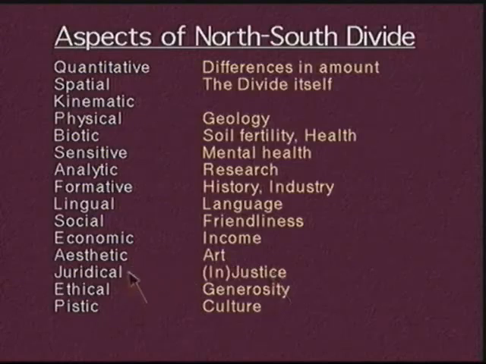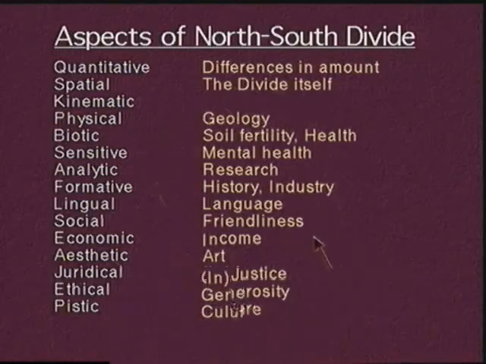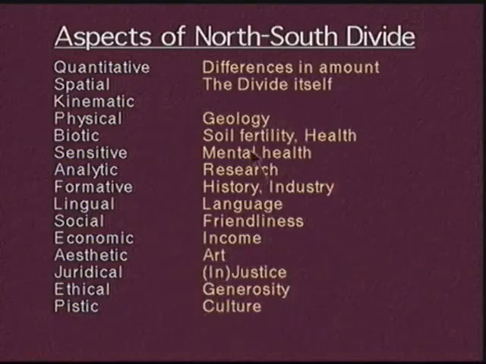Justice is a juridical issue. Difference in generosity is ethical, and culture has to do with what is most meaningful in life. So we can understand all these different divides as different aspects of the north-south divide. And it's useful to separate them out like this.